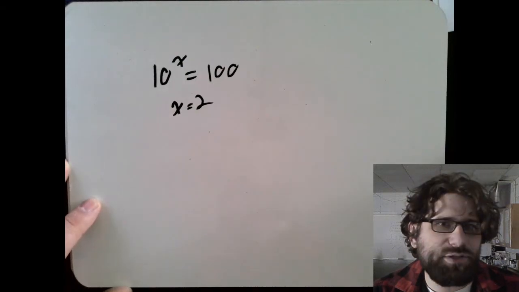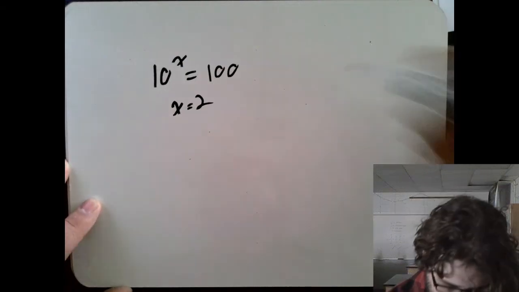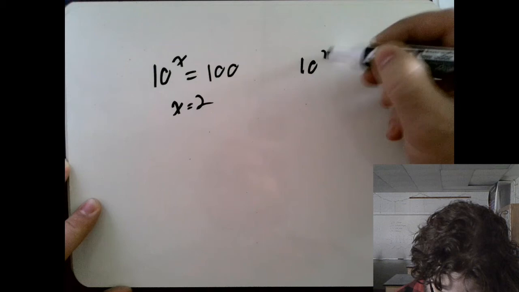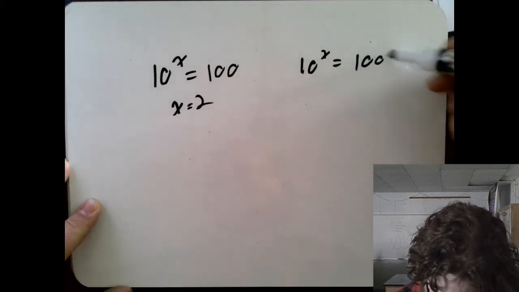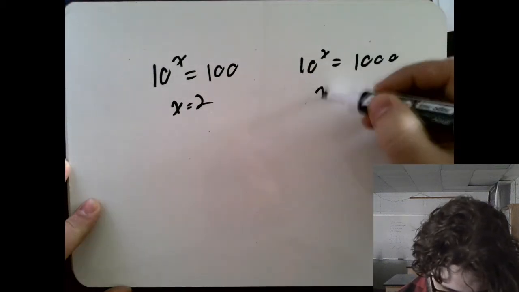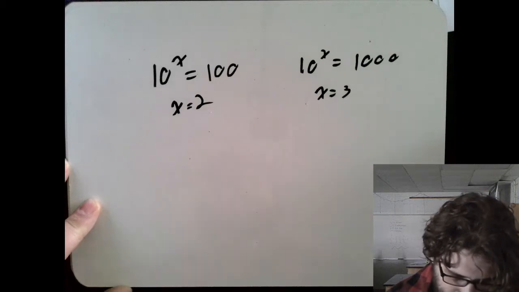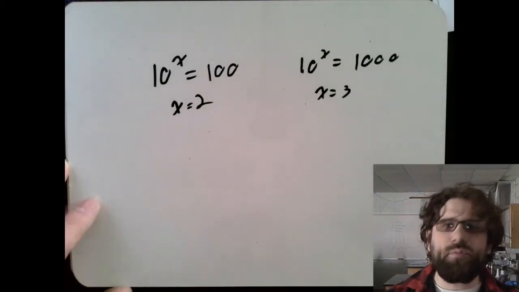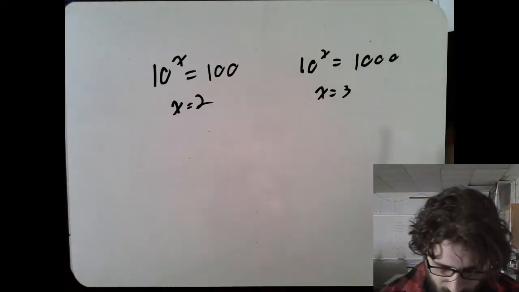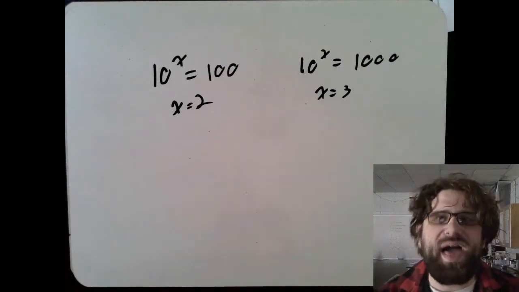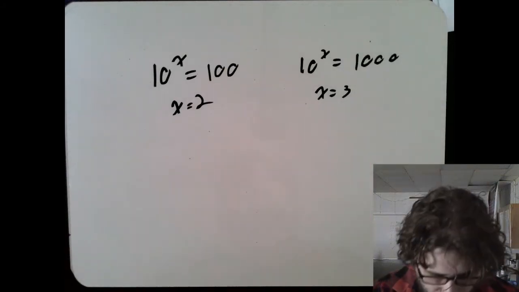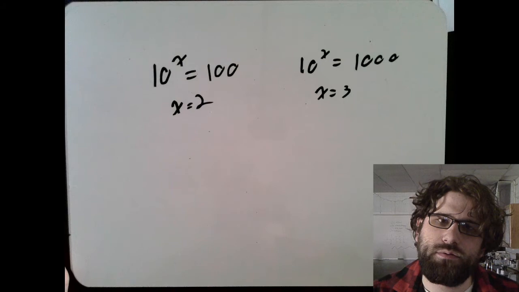But what if we hadn't just looked at that? I mean, I could say, what if I have 10 to the x equals 1,000? Well, obviously x equals 3. We just looked at that. But if I hadn't seen that, if I hadn't memorized some table of these potential exponential functions that I might run into, I need a way to figure this out.